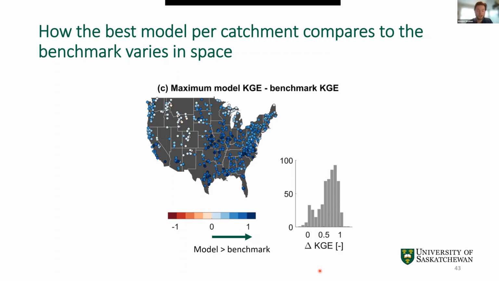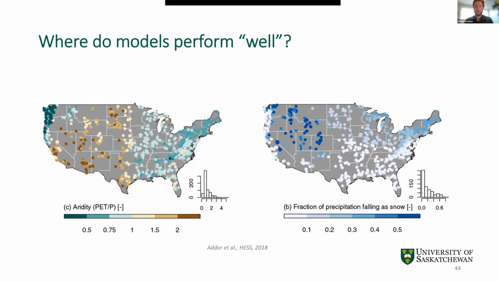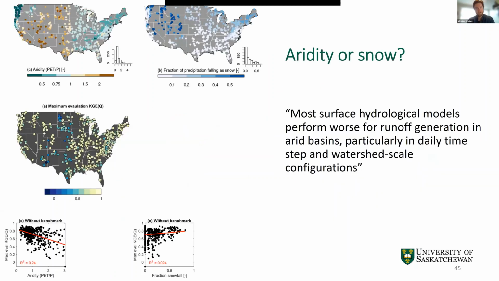Obviously, we didn't have time to actually do this, so we went for a different question instead, which is, where do models perform well? And these are two pictures from Addor et al., the paper that introduces the CAMELS data set, showing the aridity of the CAMELS catchments and how much of the precipitation there falls as snow. Now, if we just look at our absolute KGE scores that we saw, and we compare these to aridity, we see that as aridity goes up, these KGE scores have a tendency to go down. And this is absolutely in line with the findings from Newman et al., and from many other studies that have looked at similar things.